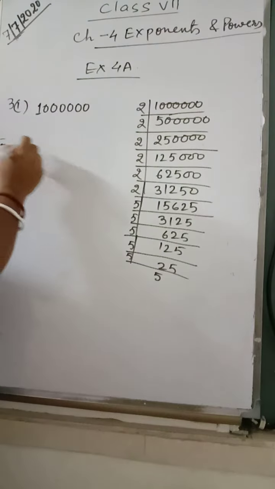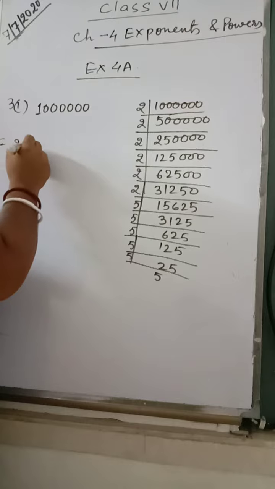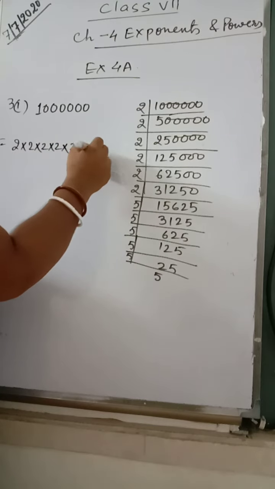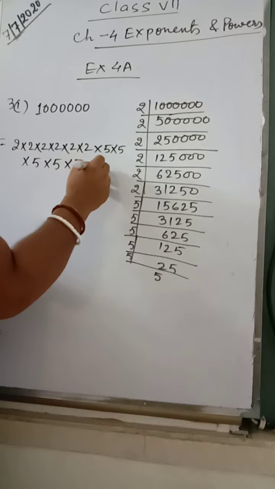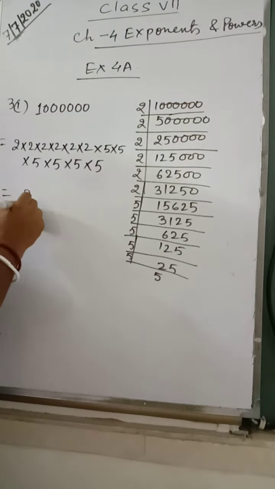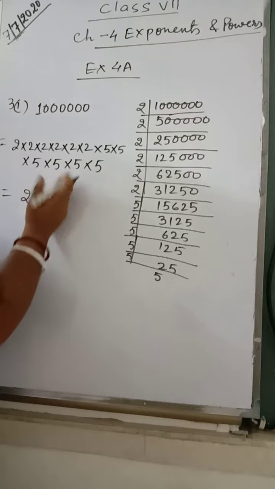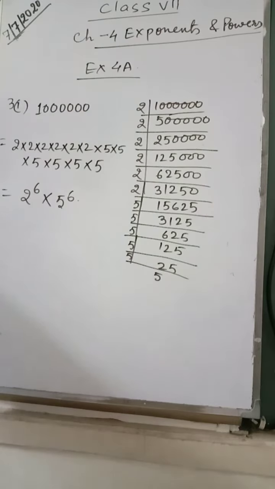So we can write it: six 2's, 2 into 2 into 2 into 2 into 2 into 2, into 5 into 5 into 5 into 5 into 5 into 5. These are the prime factors. So it will be 2 to the power 6 into 5 to the power 6. So in this way we write it in exponential form.